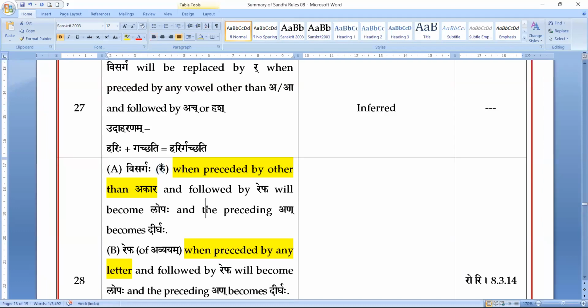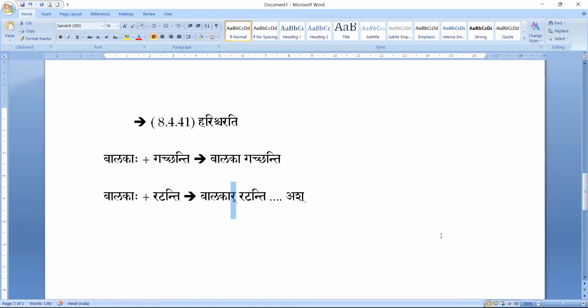And the next thing that happens: the preceding an becomes dirgha. What is an? Ayivu, that's all. Here, what is preceding the repa? Akara. Already dirgha akara is there. Therefore, this just goes away. Therefore, balaka ratanti you get. It looks the same as the old word. What is the difference? Here also you do the same thing. Balakaha gachanti. Are you all with me or not?